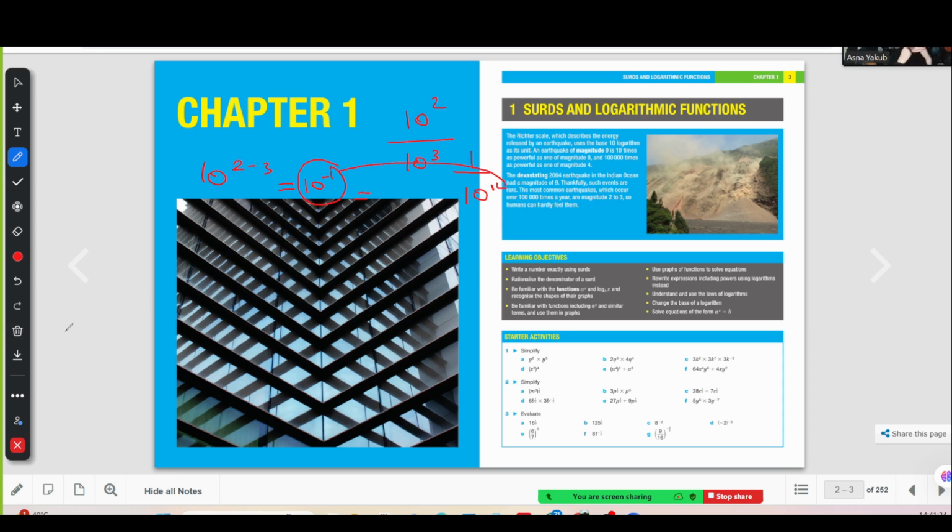Can you tell me how much is this? 2 to the power 5 over 2 to the power 3. Two. Very good.